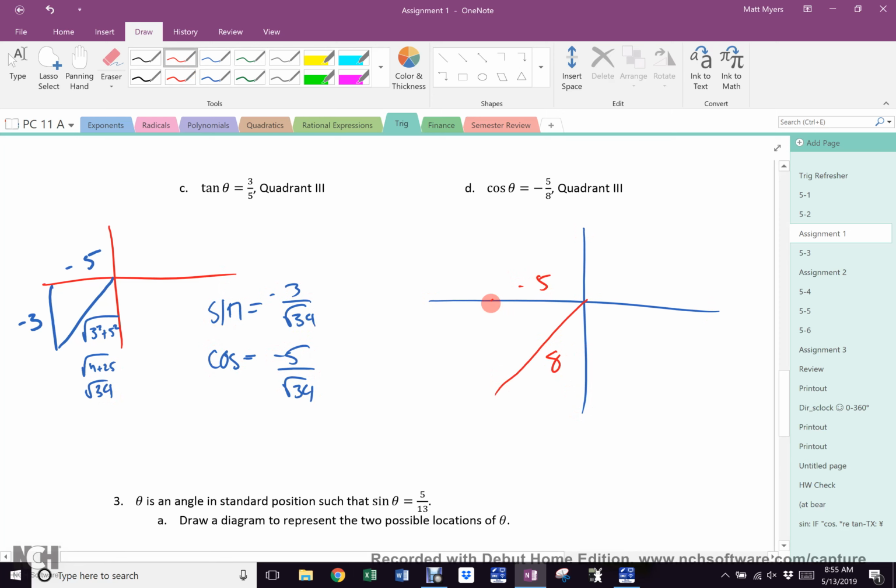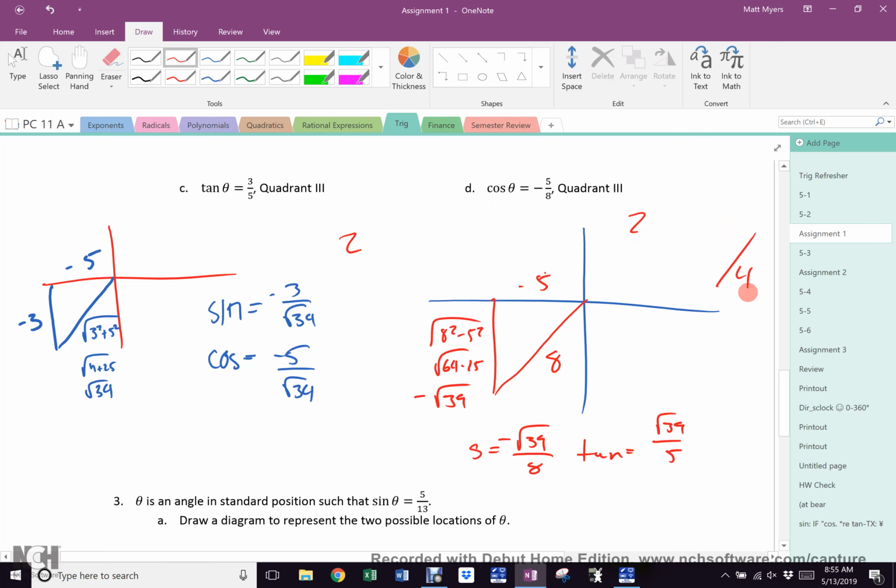And finally, 8, negative 5. Sine is y over r. This is the square root of 8 squared minus 5 squared, which is the square root of 64 minus 25, which is the square root of 39. I've got my cos, so my sine equals negative root 39 over 8, and my tan equals root 39 over 5. Positive, because both of those values are negative. Making that out of 4.